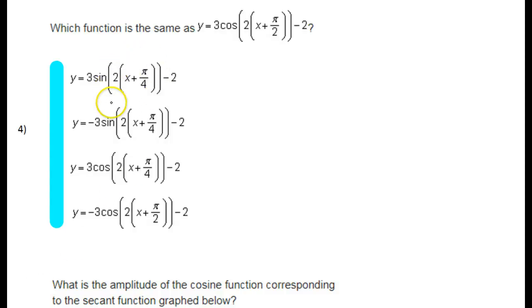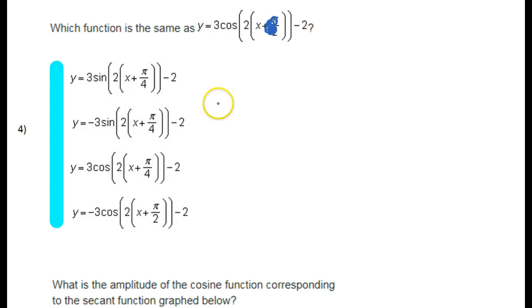Alright, so which of these functions is the same as the original function right here? Well, to compare, let's graph the original function, and then we can sort of imagine graphing each one of these and seeing which one is the same. So actually, what I want to do first is let's ignore that phase shift for a second. We'll do that afterwards.